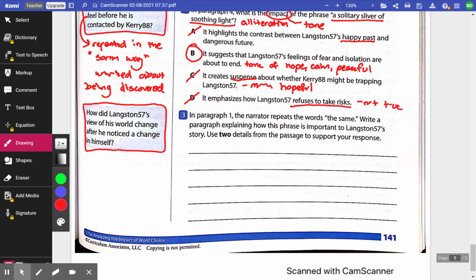So we are going back to this phrase, the same, which is an example of word repetition. You're thinking about that phrase and how the author, the narrator of the story, repeats it over and over again, especially in paragraph number 1. You're also going to think about how it's important to Langston's story. You're going to have to notice that whenever he's repeating that phrase, the same, over and over again, what part of his story is he at?